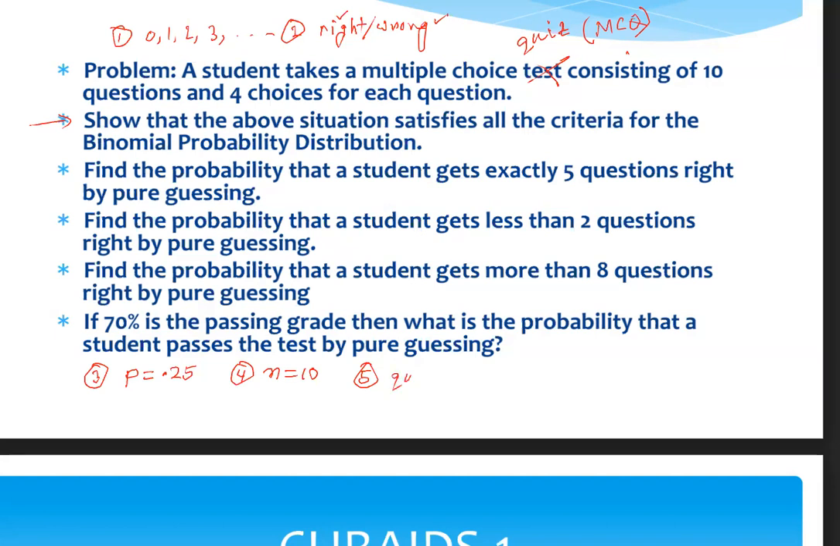Questions are what? Independent. Independent of each other, right? Questions are independent of each other.